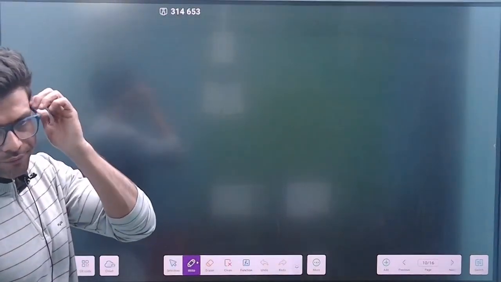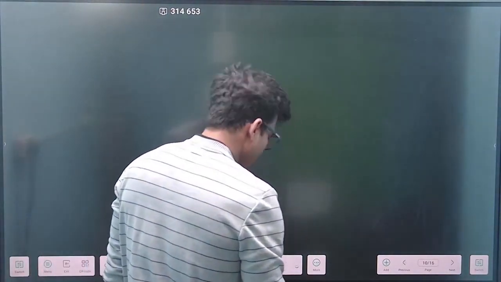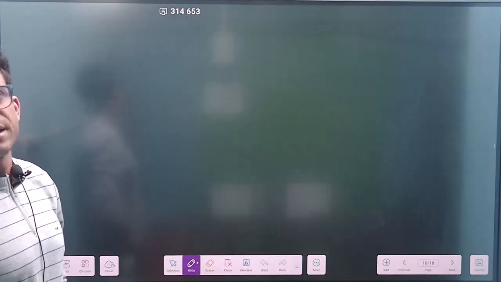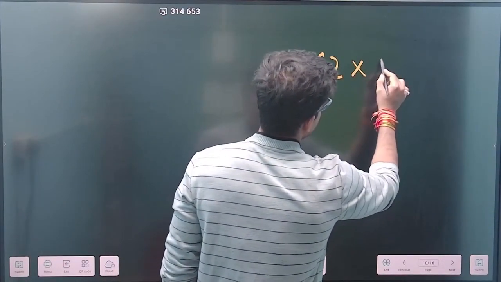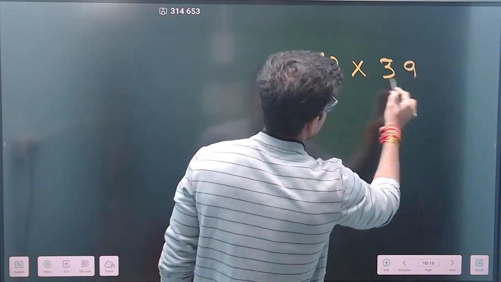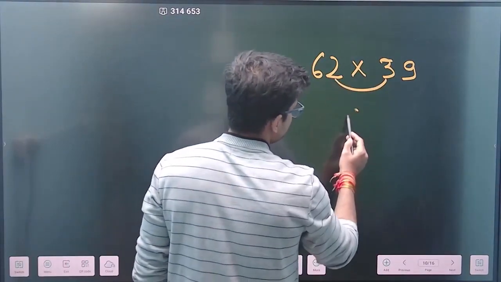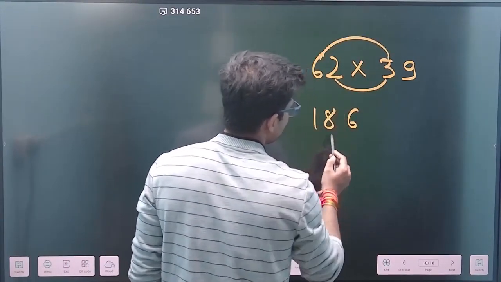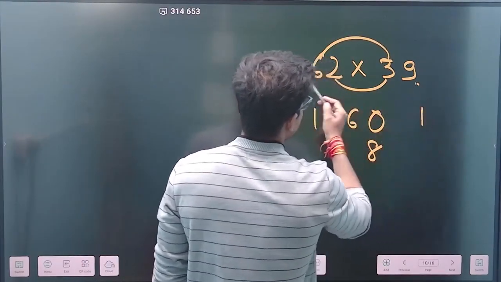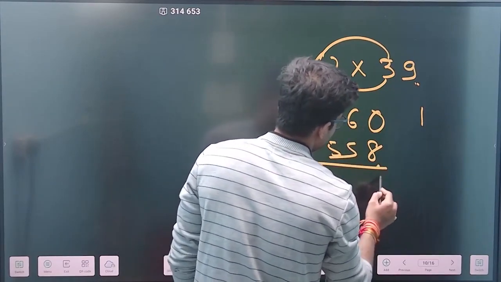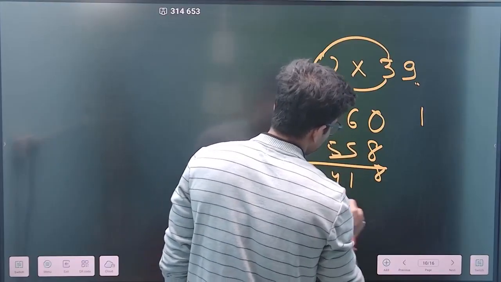Let's take some other number, like 62 multiplied with 39. First process: 9 2s are 18, write 8 and carry 1. 9 6s are 54, becomes 55. Then 3 2s are 6, 3 6s are 18, write 0 over here. Then 8, 1, 8, 13, 14, this is 2418.